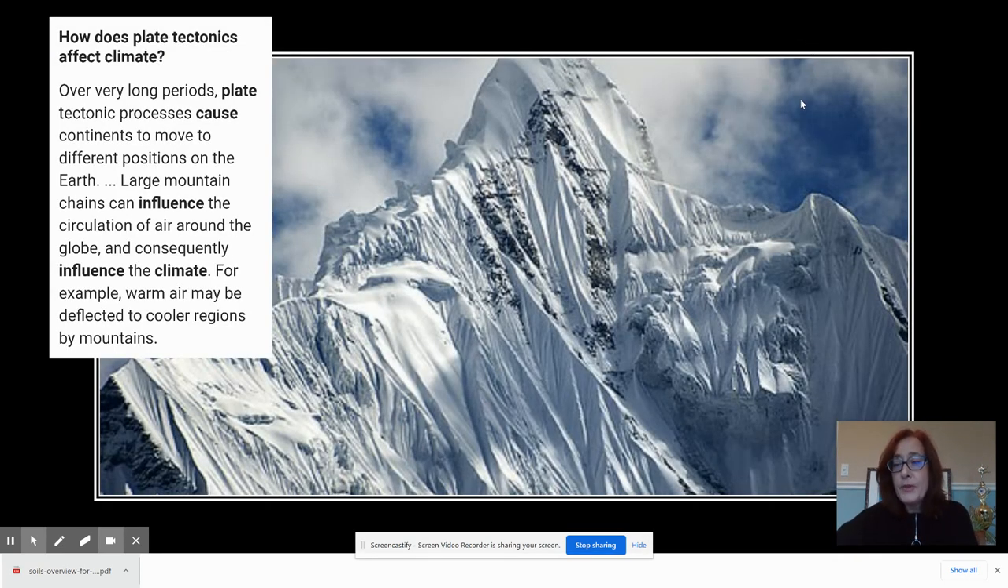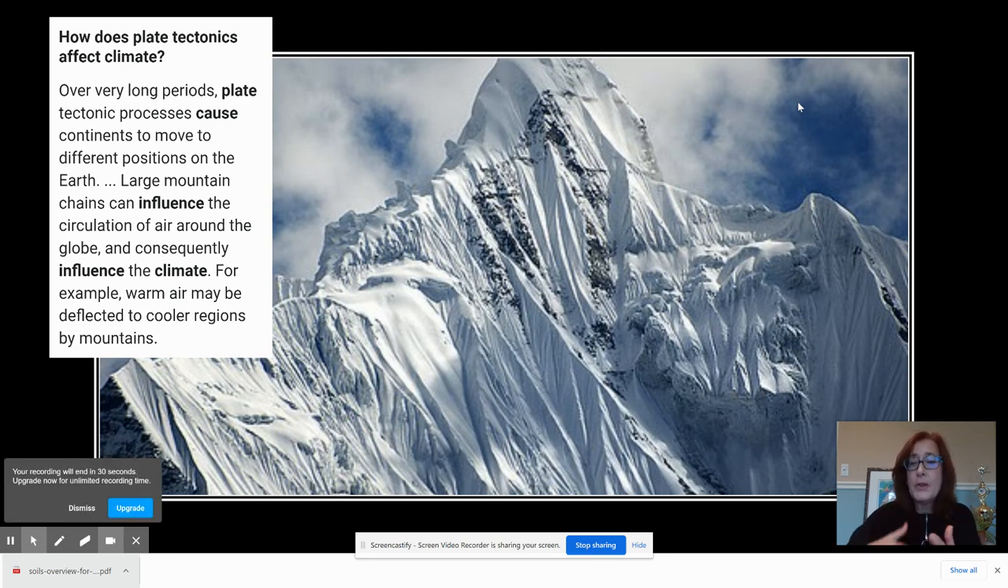And I guess the question for environmental is, how does plate tectonics affect climate? So over very long periods of time, I'm talking very long, millions and millions of years, hundreds of millions of years, plate tectonic processes cause continents to move to different positions on the Earth, and it can influence the circulation of air around a mountain. So like a big mountain range, it creates that rain shadow effect. And the global air circulation patterns might be changed. So that's what I wanted to say about that.